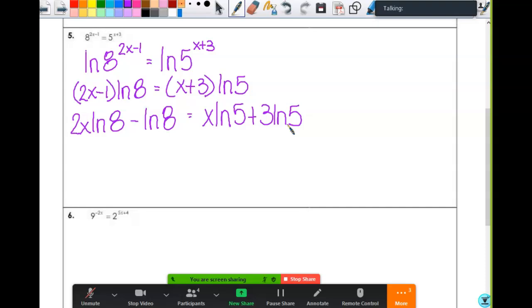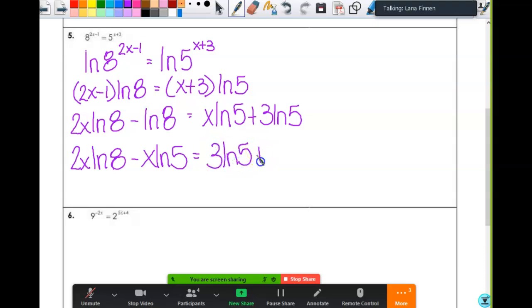Okay. So just like everything else you ever do when you are trying to solve an equation, you got to get all your variables on one side, right? So I'm going to move all my x's over to the left. So I get 2x times the natural log of 8 minus x times the natural log of 5. Then this natural log of 8 right here, since it doesn't have an x, I'm going to move it to the other side. So I'll have 3 times the natural log of 5 plus the natural log of 8. Okay. Everybody good with where everything came from?